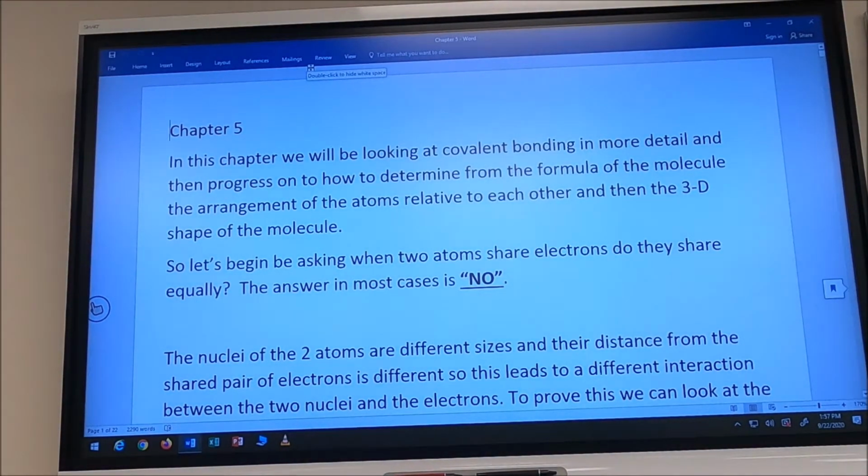Today we start Chapter 5. Chapter 5 starts Test 3. Okay? Now, in Chapter 5, we're going to be concentrating on covalent compounds.